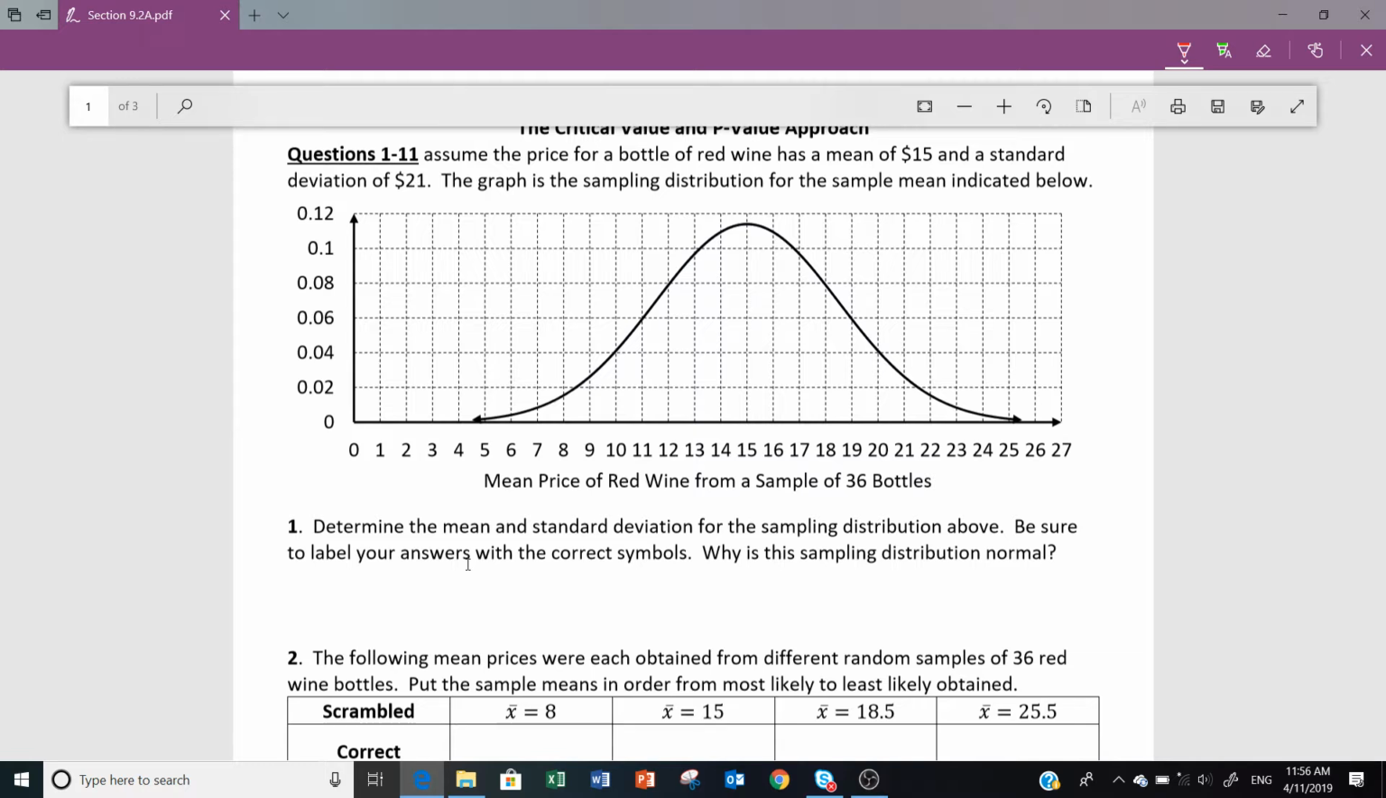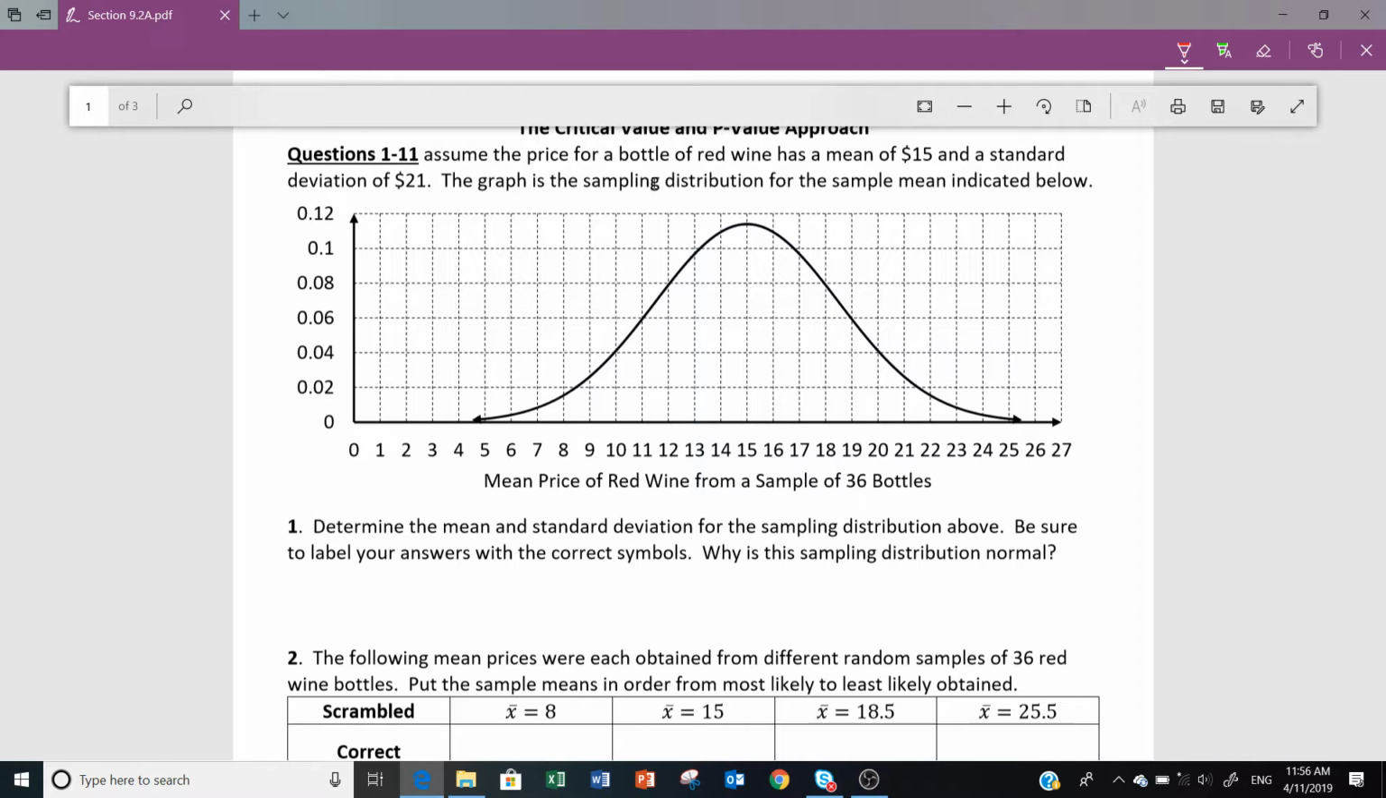Okay, so here we're going to investigate our red wine example, and I do apologize if you've never had red wine before. But we don't really need to have red wine for the example because we're looking at prices. We're not looking at tastes of red wine, we're looking at prices. So we're going to assume that the mean price is 15 and standard deviation is 21.